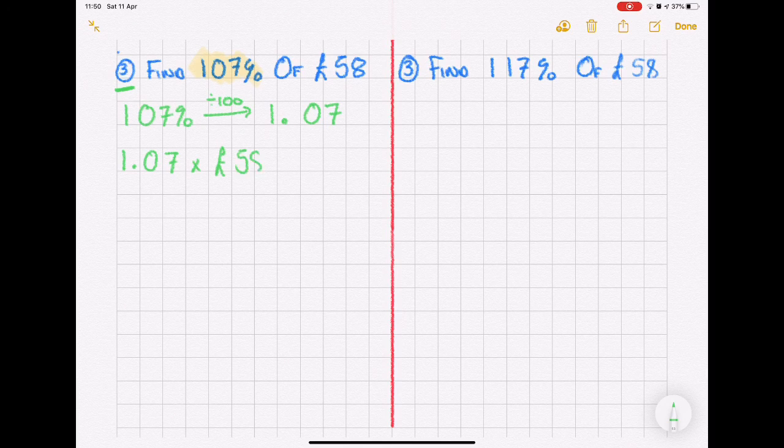And if we type that into our calculator, we will end up with £62.06 as our final answer. So, find our multiplier by dividing our percentage by 100, times it by our amount, that's our final answer. Copy out the workings for this question on the left hand side, then have a go at doing this question on the right hand side, pause the video and play it once you're ready.